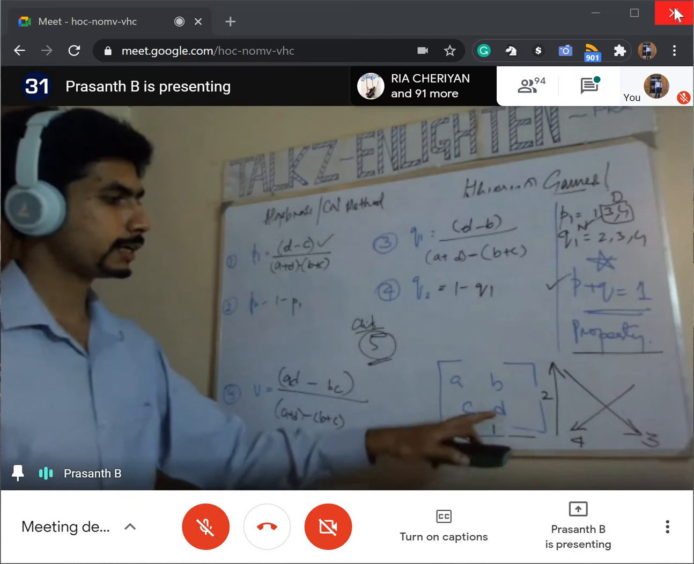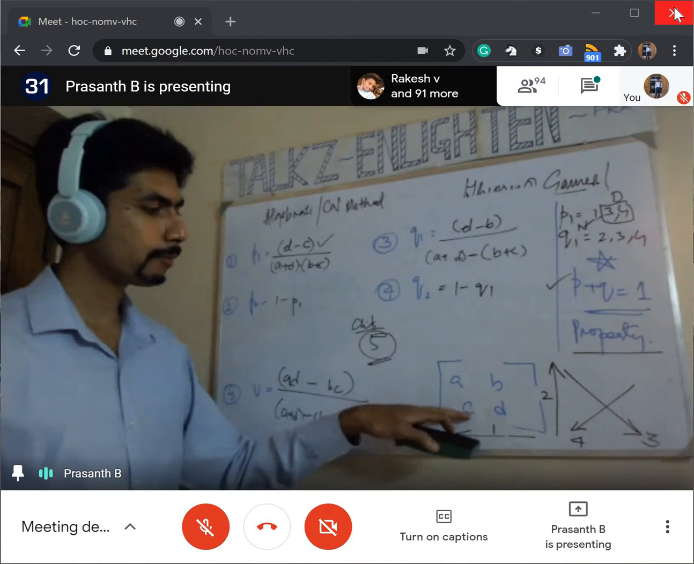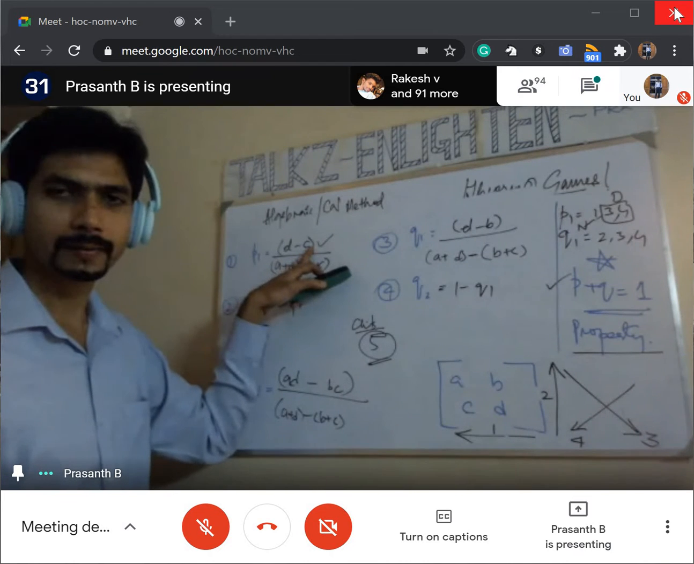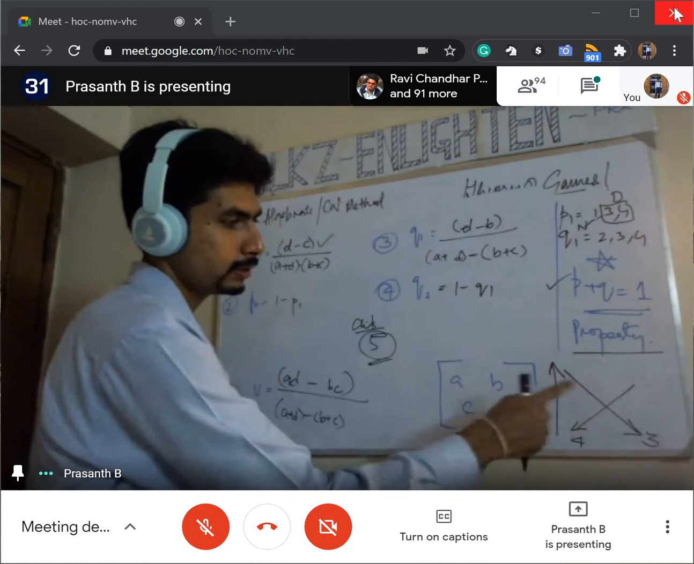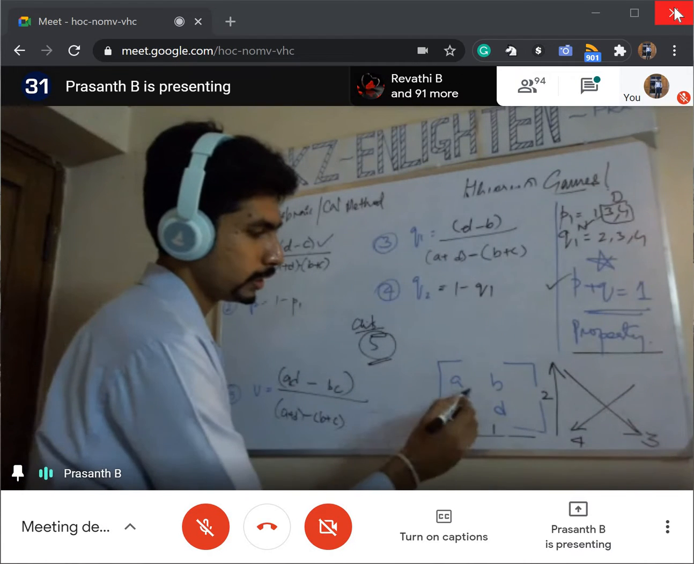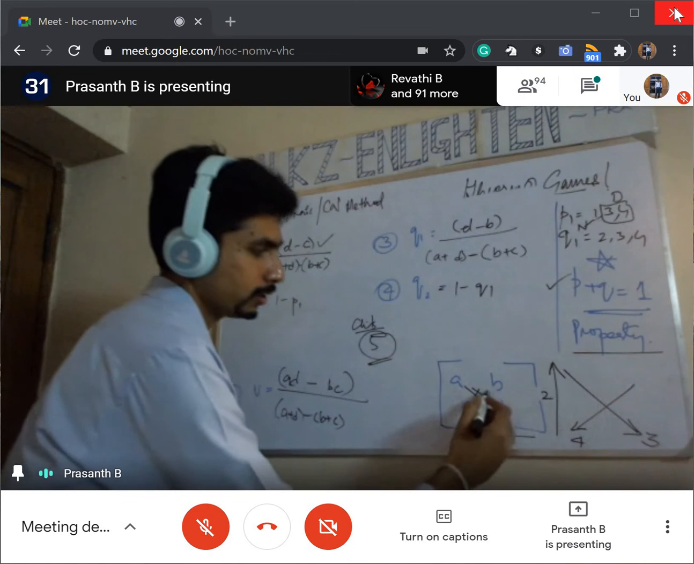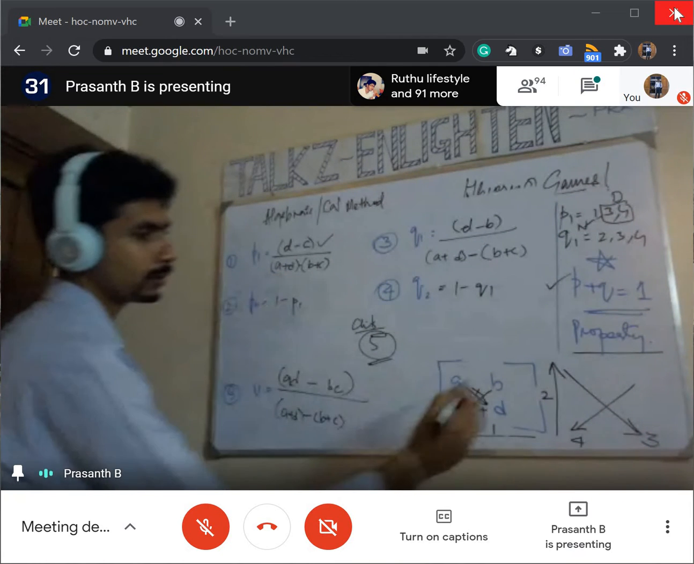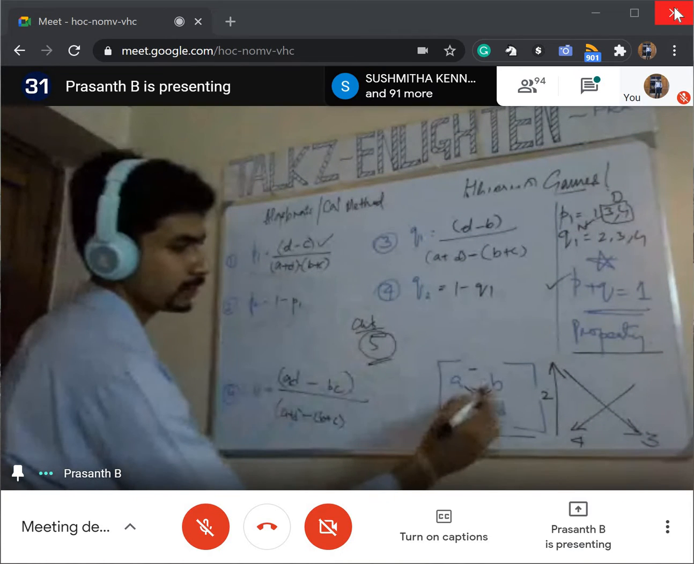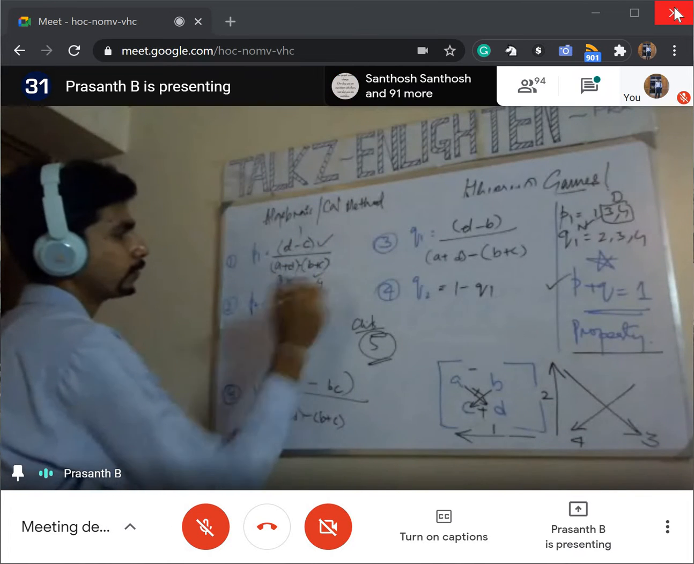So 1 is D, C. The arrow mark comes like this, so D minus C, that is the numerator. Okay. 3 and 4. What are 3 and 4? 3 goes like this. So it is these 2 plus, A plus D, okay, minus this one, B plus C. So this is 1, 3 and 4.